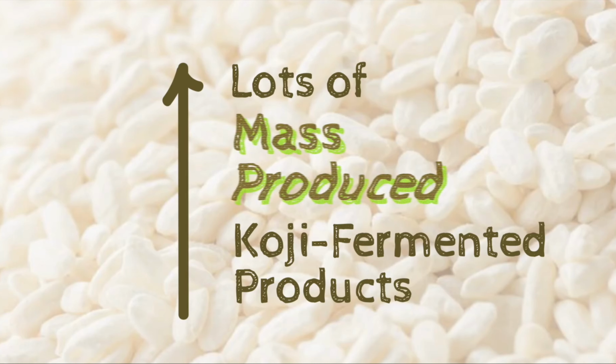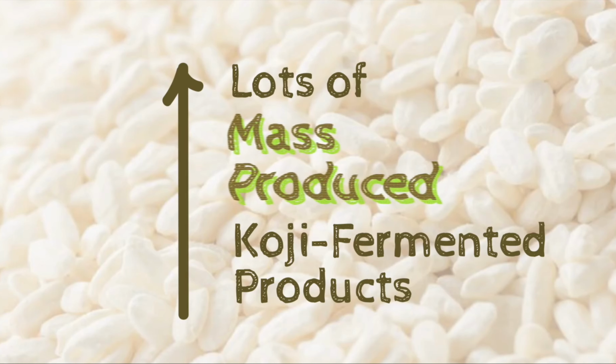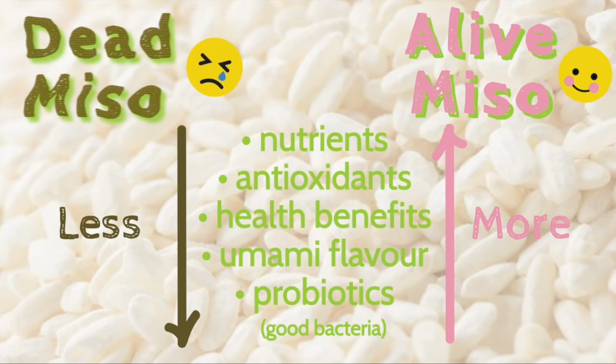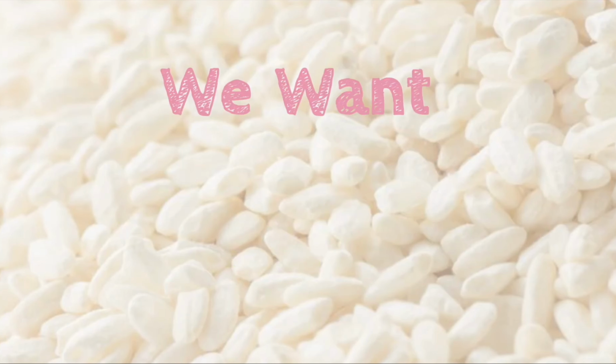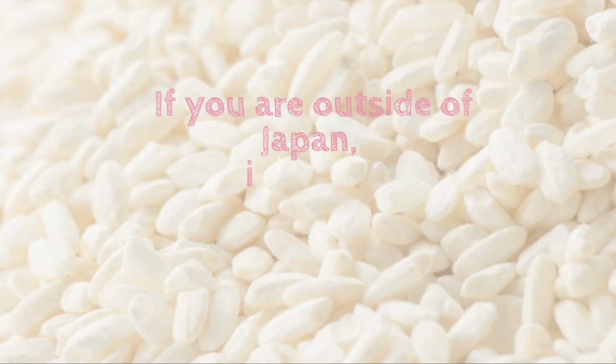What's not so good is that easily accessible koji products are not following the traditional Japanese method. For example, 90% of miso in the market is dead. They lack natural nutrients and antioxidants, and some have MSG. We want alive miso. Good news is, if you're outside of Japan, it's actually a lot easier to find authentic koji product.